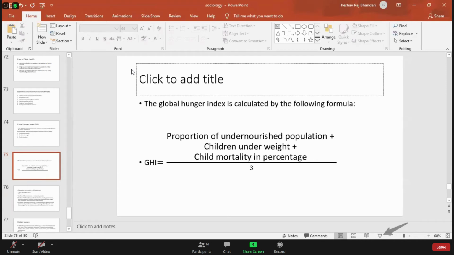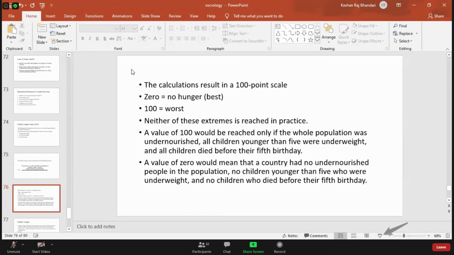Children underweight means children less than 5 years were underweight. And child mortality means the death of children less than 5 years. So it is the mortality of children less than 5 years old, and divide by 3 gives the global hunger index. The calculation results in a 100-point scale. So 0 means no hunger, which is the best score, and 100 is worst.